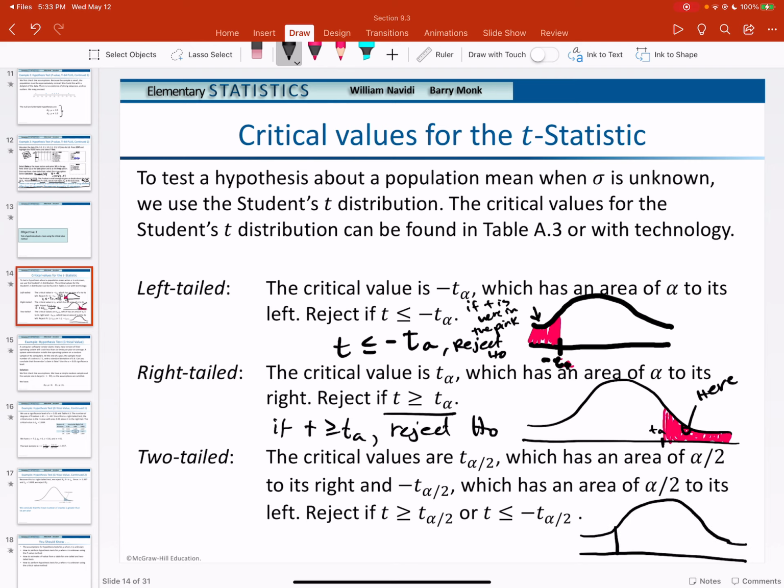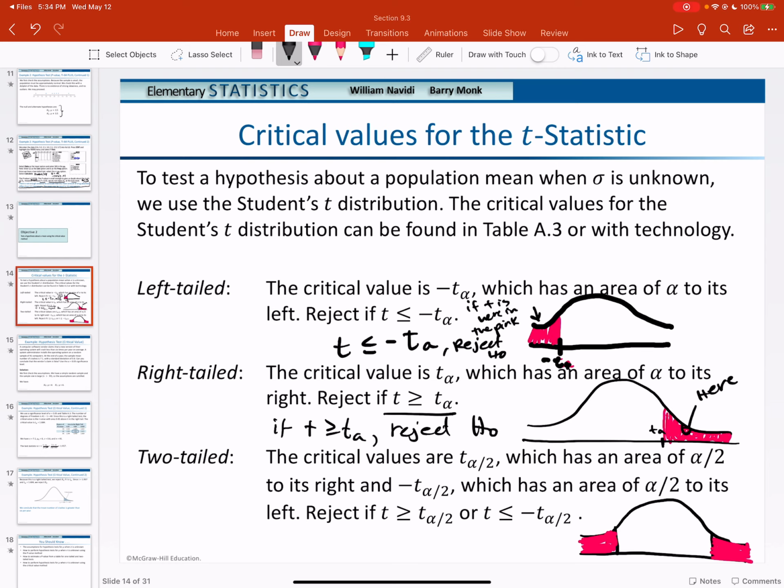And then finally, the two-tailed situation is pretty interesting because it's two tails, right? You have here, you have here. But instead of just having one critical value, you have two, because the pink areas together have to be an area of size alpha. So this pink side is alpha over 2, and this is half of alpha because of symmetry. And therefore, together, they make the entire alpha.